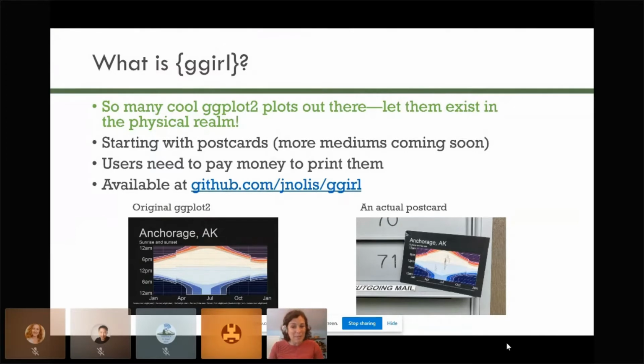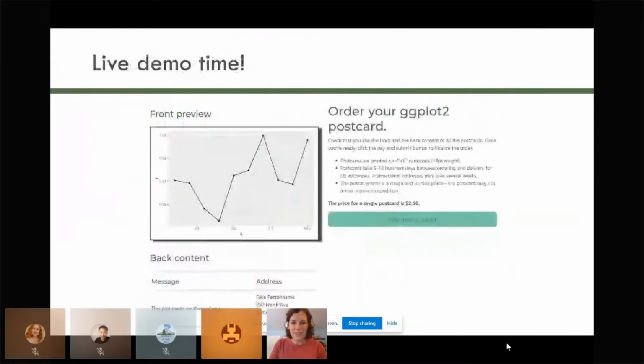But users need to pay money for these. I'm not just going to give out postcards for free because they cost money to send, which meant that I had to make a Shiny app that actually can do the whole process of taking a ggplot and turning into taking your money and converting it into a postcard, which I have done. You can try it at Nolis ggirl on GitHub, and the rest of the talk is just about that.